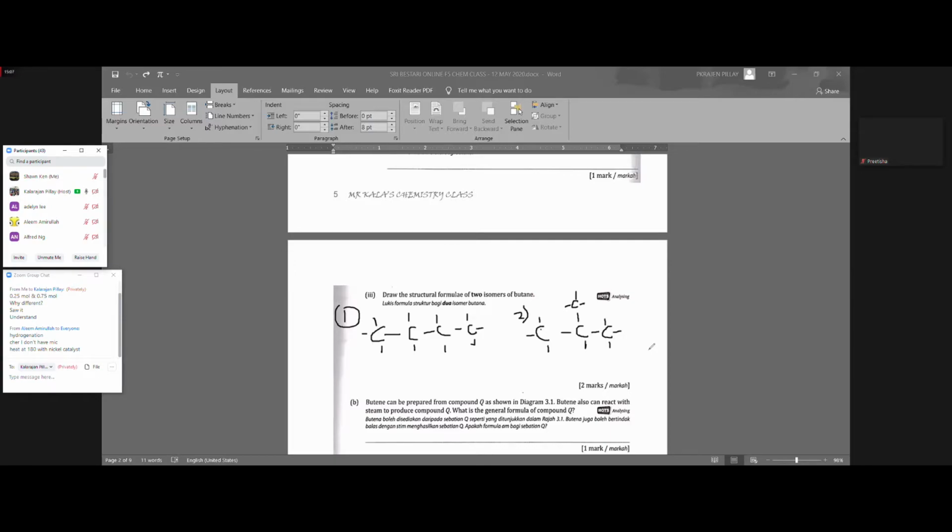Anybody want to try the name? Sean, want to try the name? Anybody? Butane. This, the first one is N-butane, normal butane. Yeah. Okay. It's an alkene. It's not an alkene, Sean. Yeah, no, sorry.